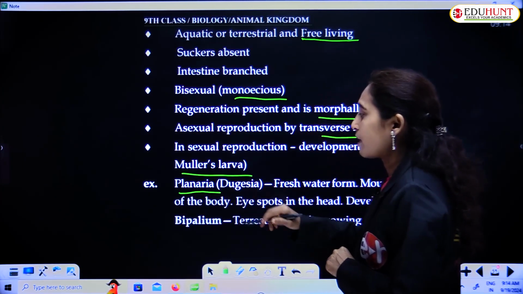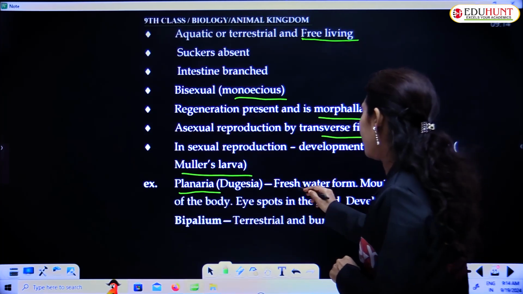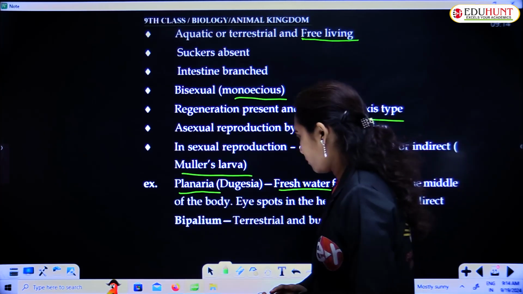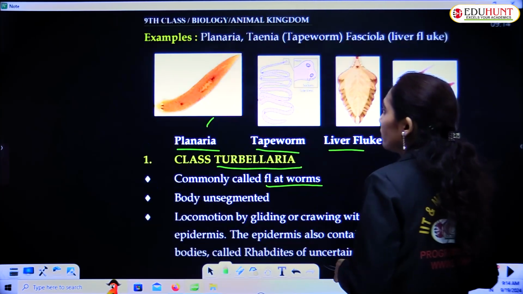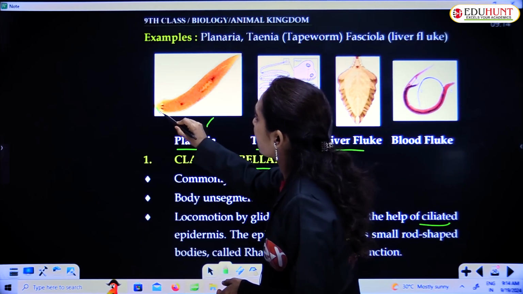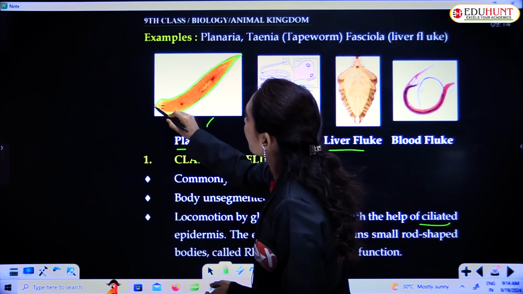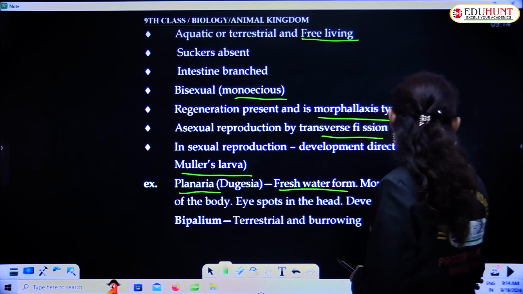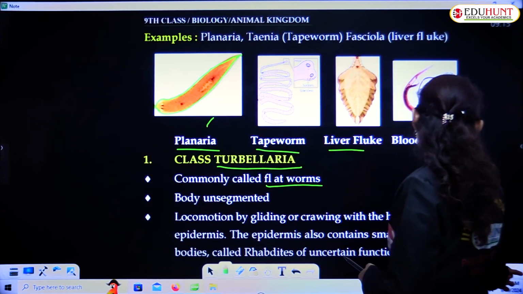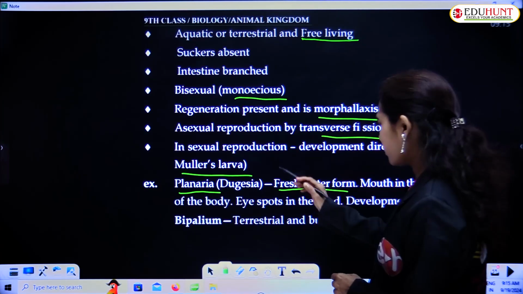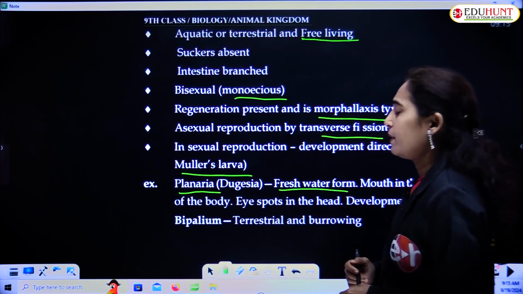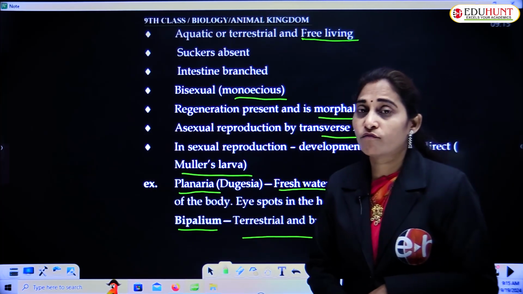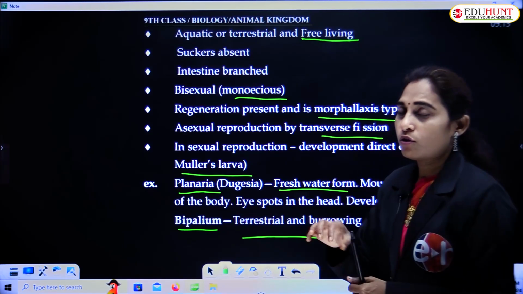Examples of this class are Planaria, also known as Dugesia, which is a freshwater form, and the mouth is at the middle of the body. You have just now seen the picture. Yes, this is the Planaria. Cephalization can be seen, the head is there. Eye spots can be seen on the head. Development is direct, and Bipalium is terrestrial and a burrowing form. Burrowing means it digs a hole and stays in it.